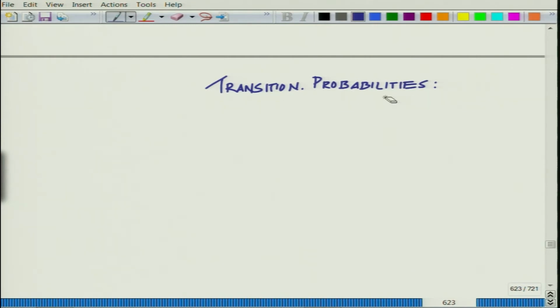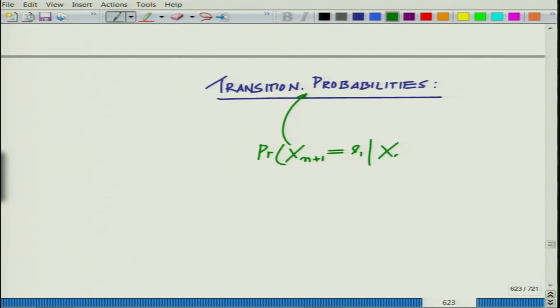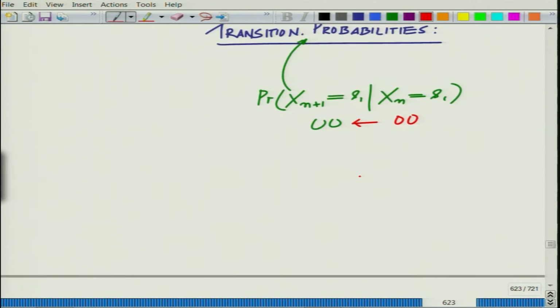We need the one step transition probabilities. What are these one step transition probabilities? Let us start with the probability that X(n+1) equals S1 given Xn equals S1, that is, both are operational and both continue to remain operational. What is the probability of this?